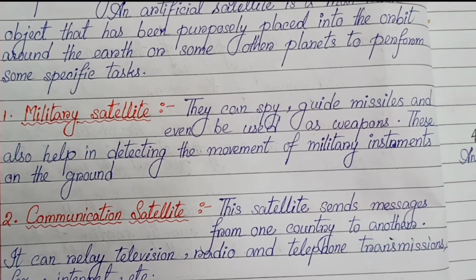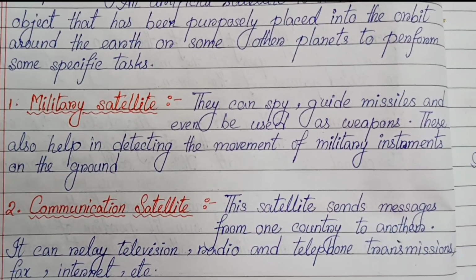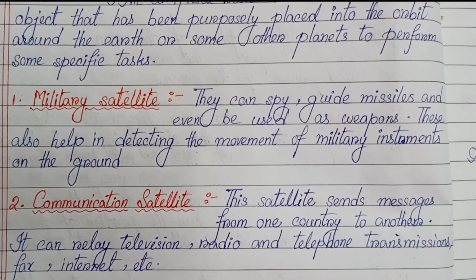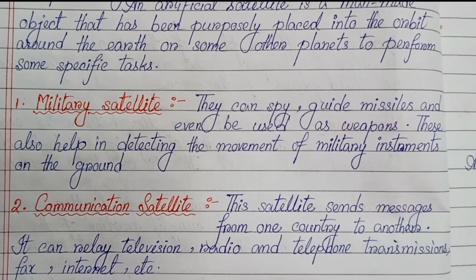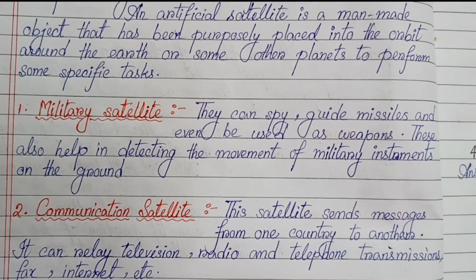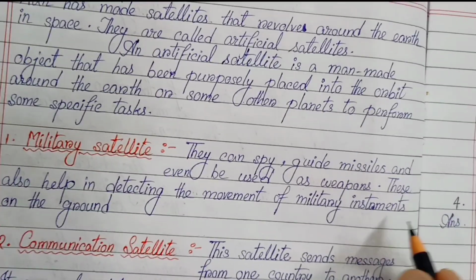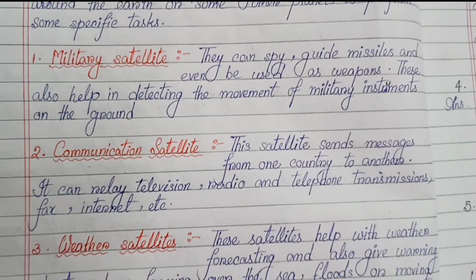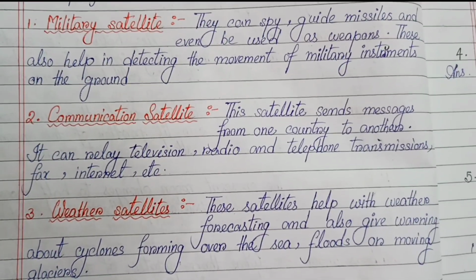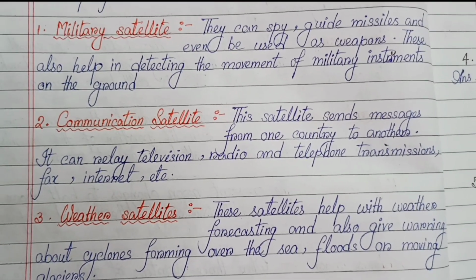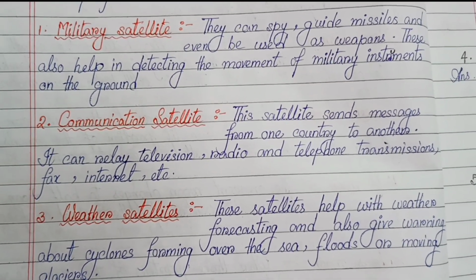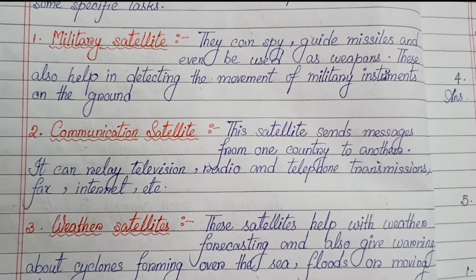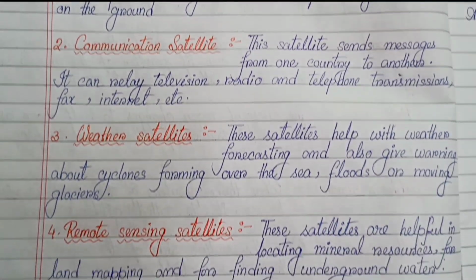Number 1, military satellite. They can spy, guide missiles, and even be used as weapons. These also help in detecting the movement of military instruments on the ground. Number 2, communication satellite. This satellite sends messages from one country to another. It can relay television, radio, and telephone transmissions, fax, internet, etc.